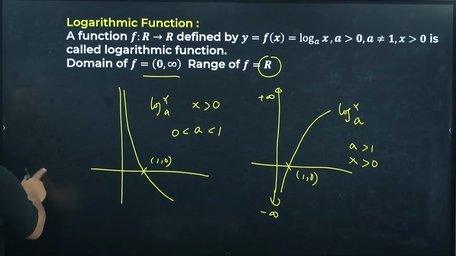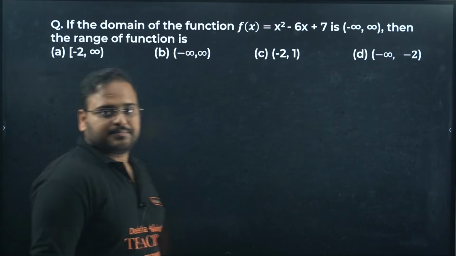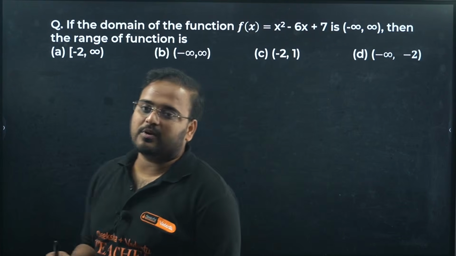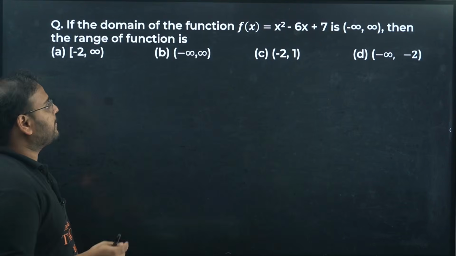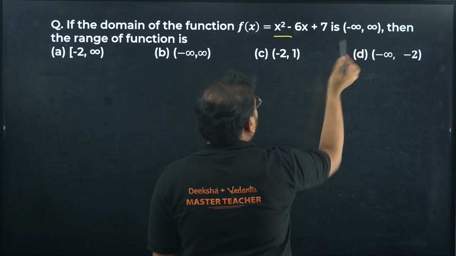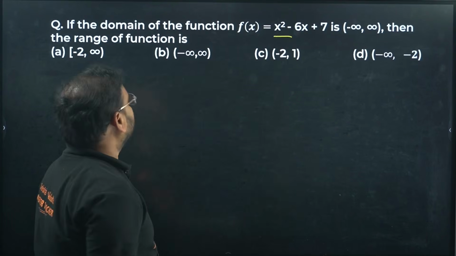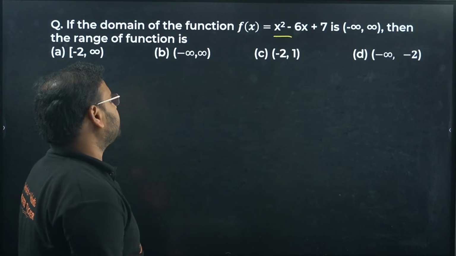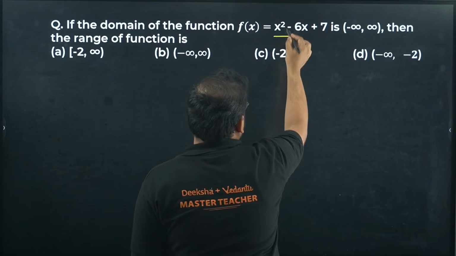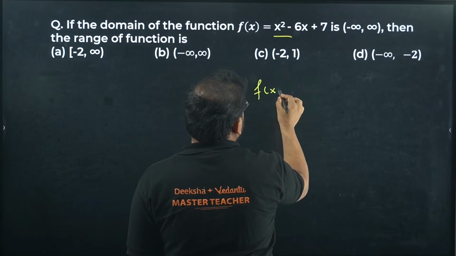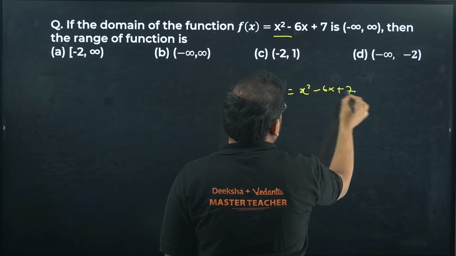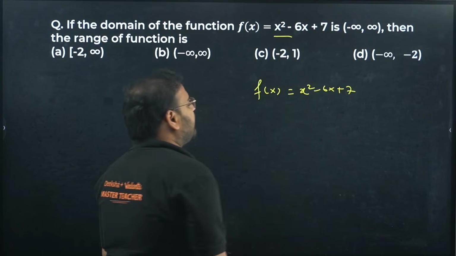Okay, next question on this. Let's solve a question on this. If the domain of a function f(x) equals x square minus 6x plus 7 is given, okay, this is a polynomial function. I'm looking for the domain. Then the range of the function is what? We know that this is an upward parabola.